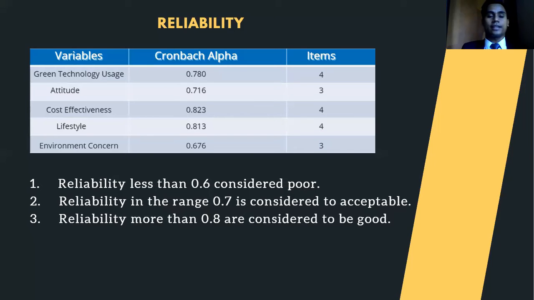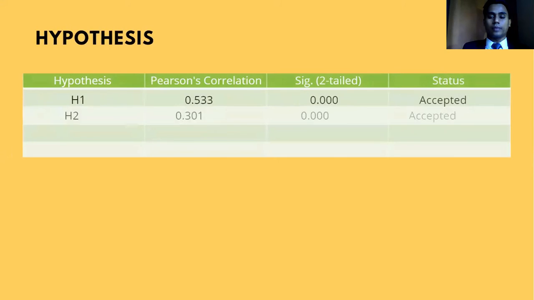Alright, in this slide, I will provide the reliability test for the findings. For the variables green technology usage and attitude, the range is 0.7, which is considered acceptable. For the variables cost effectiveness and lifestyle, it is considered good because the Cronbach's alpha value is more than 0.8. While for the last variable, environment concern, it is 0.6, so it is considered poor but still acceptable.